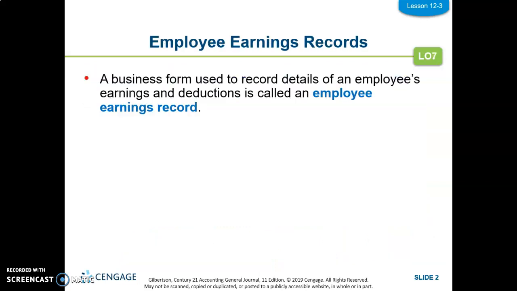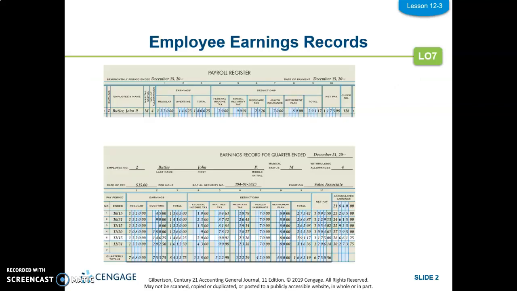So the next thing then that we are going to talk about is the employee earnings record. This is a business form used to record details of an employee's earnings and deductions. So as the name says, employee earnings record, it's all their earnings as well as their deductions, a record of those. And what one looks like is on this page.